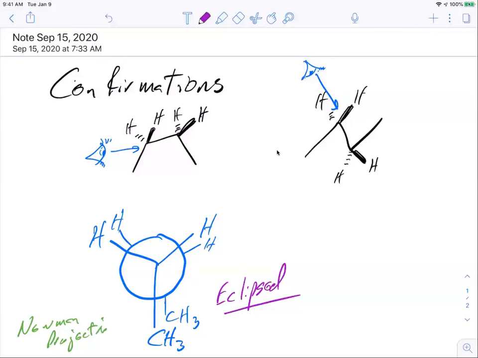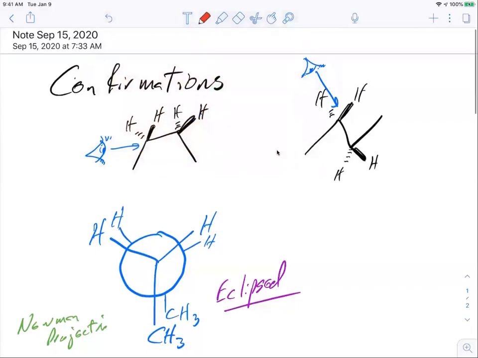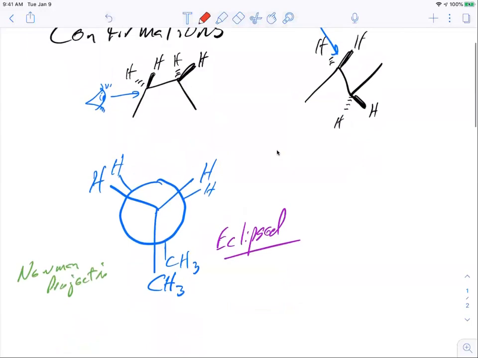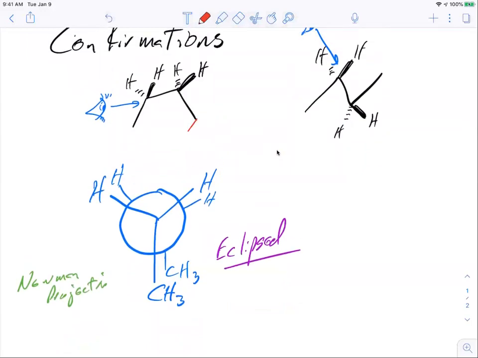This is an eclipsed. If we think about an eclipsed, what's happening between these CH3s? Well, let's go up here and draw in, and I'm going to purposefully draw the hydrogens pointing towards each other. What is happening between these two hydrogens? They're going to be bumping into each other. They're going to be too close to each other, and so this is going to cause strain.